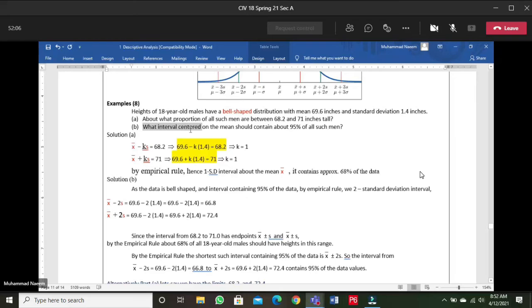In part 2, what interval centered on the mean value should contain 95% of the data? As the distribution is bell-shaped, definitely we can apply the empirical rule, and we know that 95% of data is contained in a particular interval, which is two standard deviations. So here in part 2 we have a two standard deviation interval which will contain this required percentage of the data.